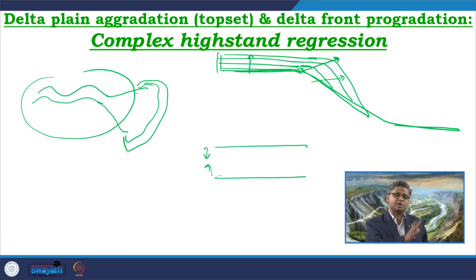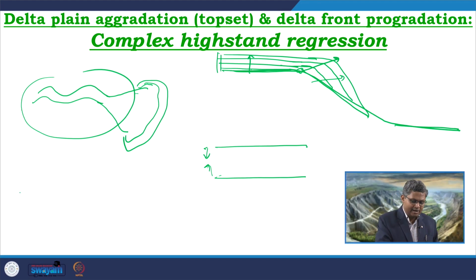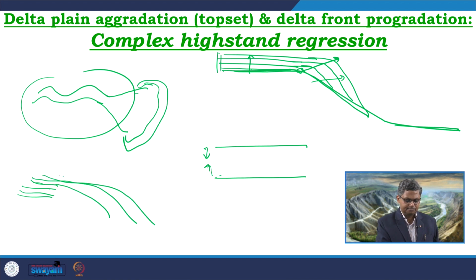So, as in the case of the fluvial system we have seen, here also we will get a crunch in the accommodation available, a competition in terms of consuming the accommodation, and as a result, when it reaches the top part, the delta planes will be thinner and the delta fronts will be much thicker. So, it will be like this.